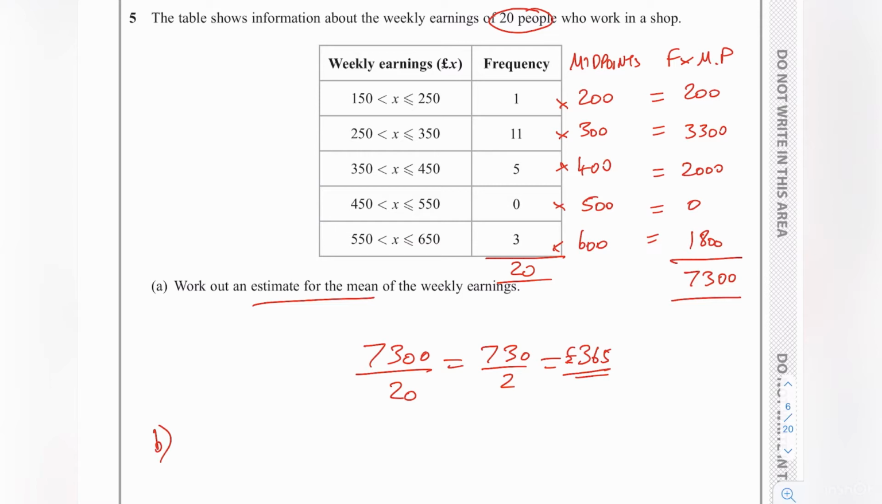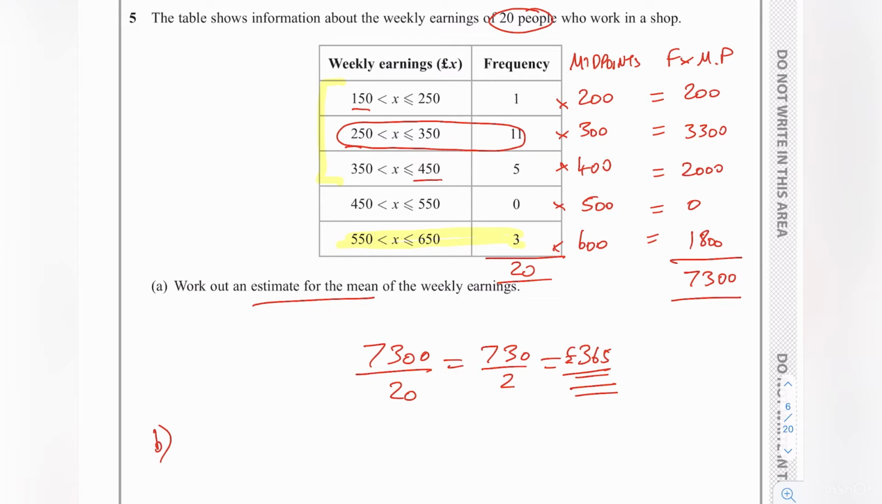So we can see that there are 3 people on a much higher wage compared to the majority of the people. So these could be managers, for example. So these are known as outliers because they are making our mean quite high. Because you can see the majority of people have actually paid between 150 and 450. And 365 is very close to that upper limit. The majority of people, the mode for the data, was actually between 250 and 350.